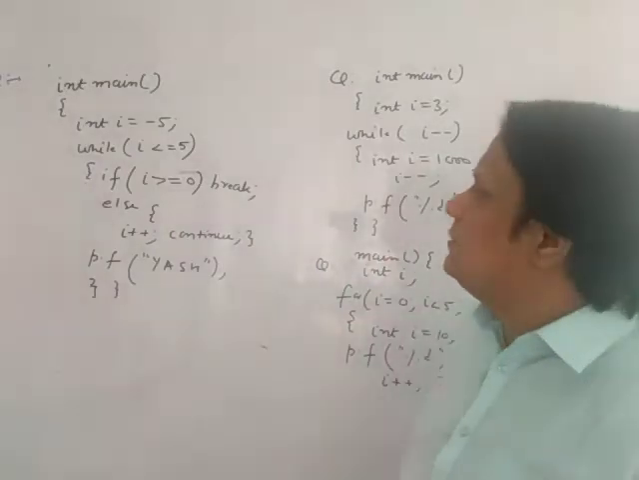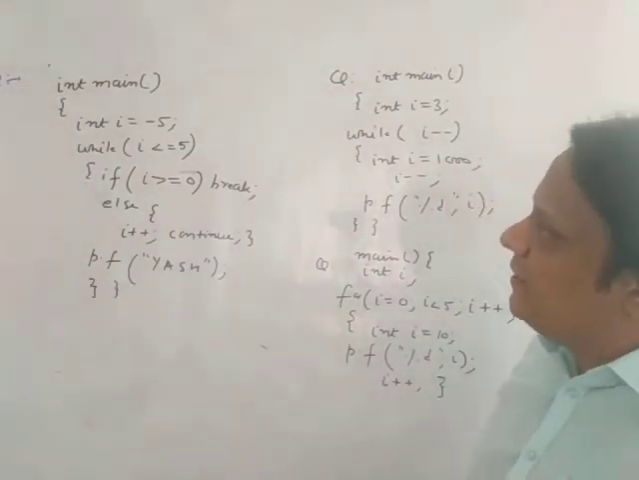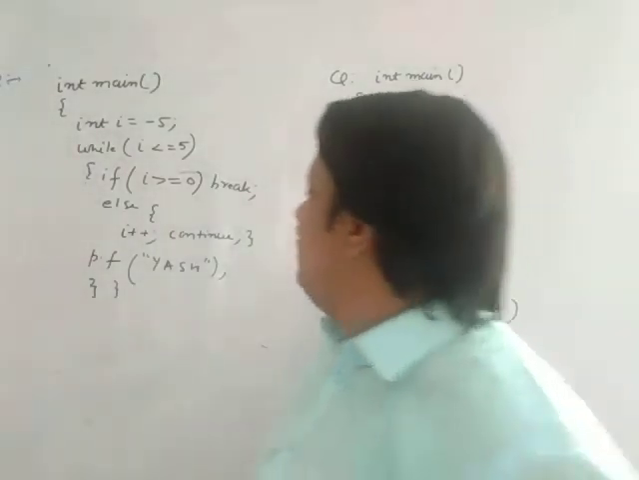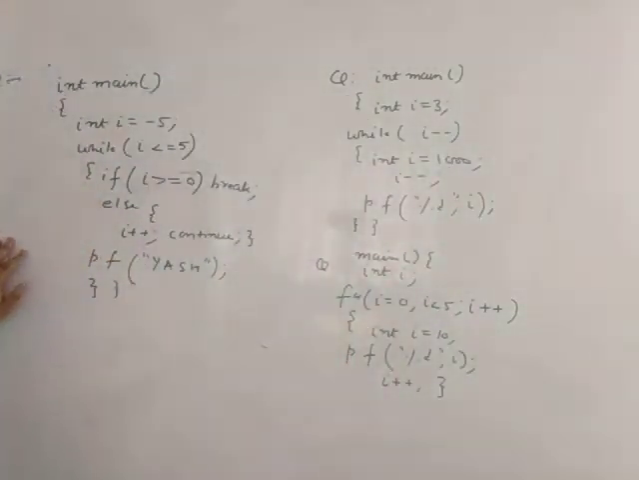Hello guys, so now let's solve these three questions based on loops. Now first question, a pretty interesting question to solve, not straightforward as it looks. Now i equals minus 5. While minus 5 less than or equal to 5, your condition is true. So when your condition is true, you will enter inside this loop, right?